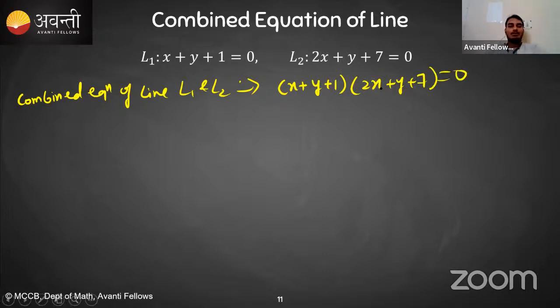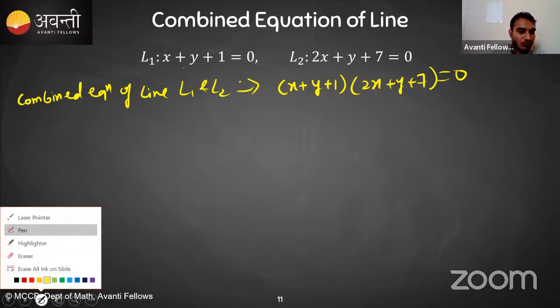Okay. So what you do in the lines L1 and L2 is take all the terms to the LHS, and on the RHS it should be 0. So ax plus by plus c is equal to 0, this type of form should be in L1 and L2. And then multiply these two equations. So this is LHS se multiply hua, RHS se. So (x plus y plus 1) into (2x plus y plus 7) is 0. Is this clear? So this is nothing but the combined equation of line L1 and L2.